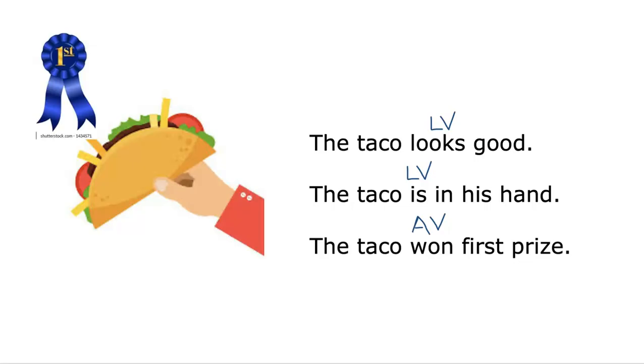Looks is a linking verb. The taco looks good. Good is an adjective, so looks has to be a linking verb. The taco is in his hand. Is is always a linking verb. And the last one, normally tacos don't do much, but in this case, the taco won first prize, so the taco did something. Now pause and tell me whether you have complements, direct objects, or prepositional phrases.